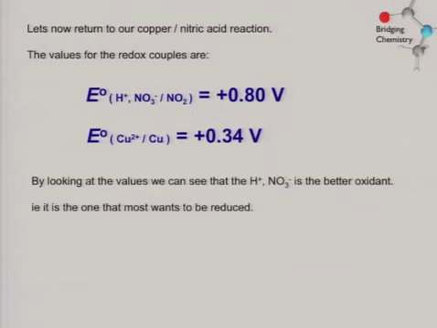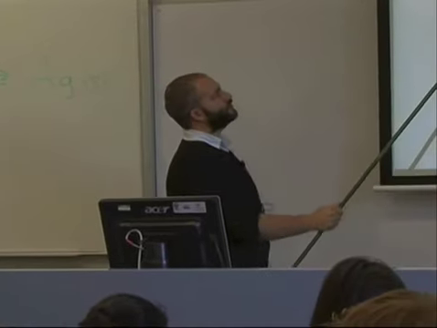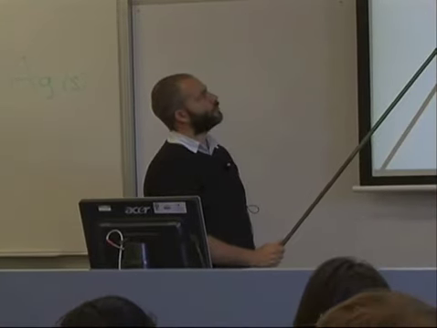A solution of H plus and NO3 minus wants to get electrons for itself more than a solution of copper 2 plus ions does. Right? These are inherent desires of the chemical species, if you like. Right? So this number tells you that this is the best oxidant. This wants electrons more than this does.